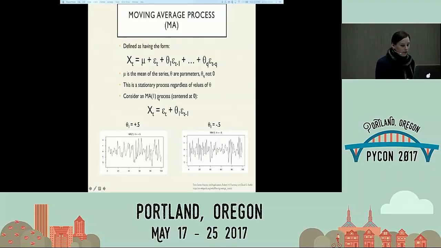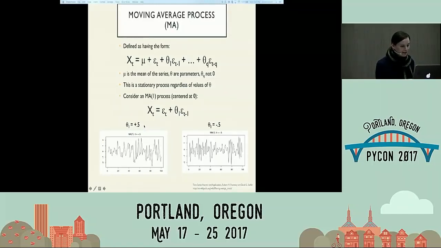If you look at an MA1 process, that would mean that you are only using one prior term, and that will have a theta, right? So then that would be your process. Your xt, your current time, is a function of your error at that time plus your error at the previous time. That theta, though, still has quite an impact on what your model looks like, right?